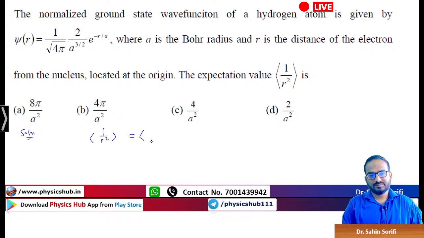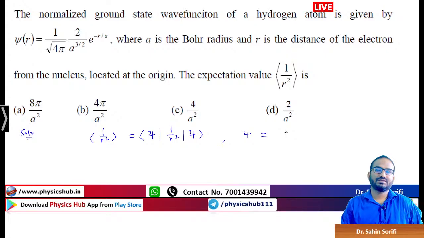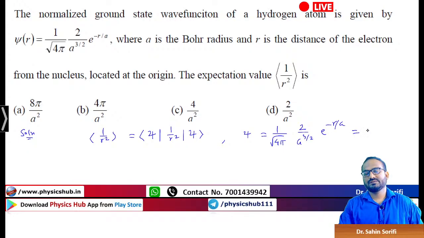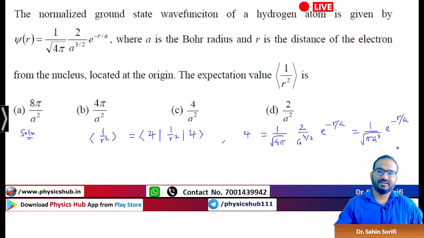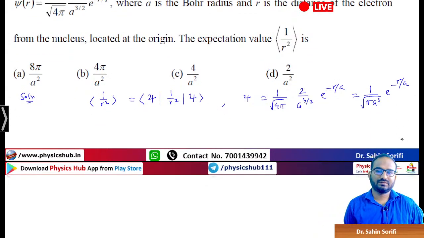So the simple straightforward formula for the ground state is psi star 1 by r square psi. Psi is the ground state given by 1 by 4 pi into 2 by a to the power 3 by 2 e to the power minus r by a. So it is 1 by square root of pi a cube e to the power minus r by a. So actually a naught is replaced by a. So don't get confused.